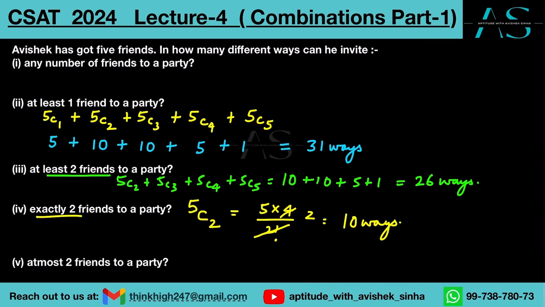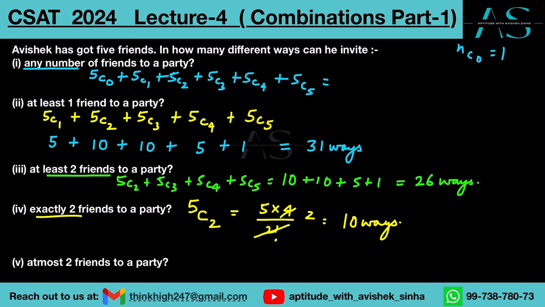Done. Now, let's understand one more thing, that is any number. Any number means now Avishek has the option of not inviting anyone. That is 5C0. Avishek can choose not to invite a particular person. Then we can have all the other cases as we have. So he can choose to invite one person, two persons, three persons, four persons, or five persons. 5C0 or NC0, all of us know it is 1.